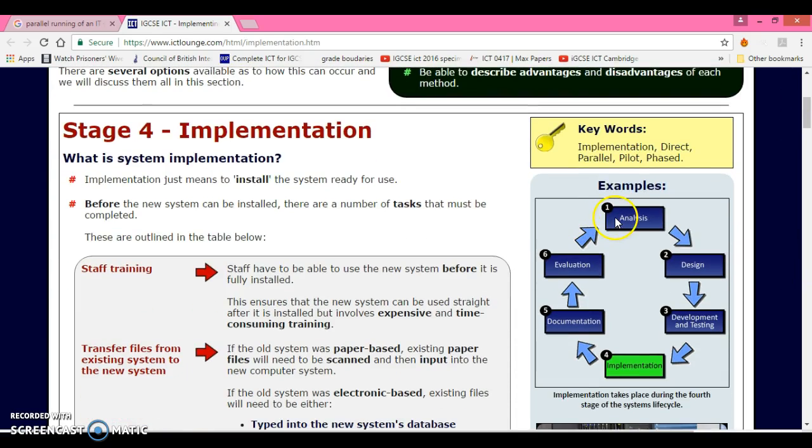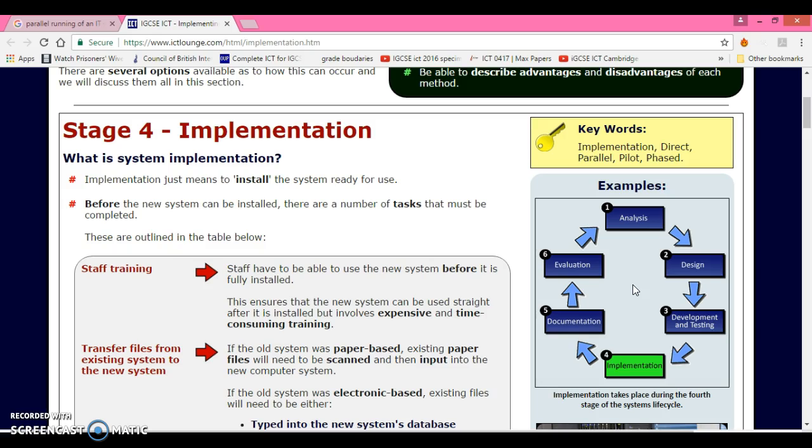Okay, so here we are. They will design a new system. They will develop it and test it. They will put it in place. And then obviously they'll create the documentation, evaluate it, and it'll go round again. Okay? But there's 4 different stages of implementation.